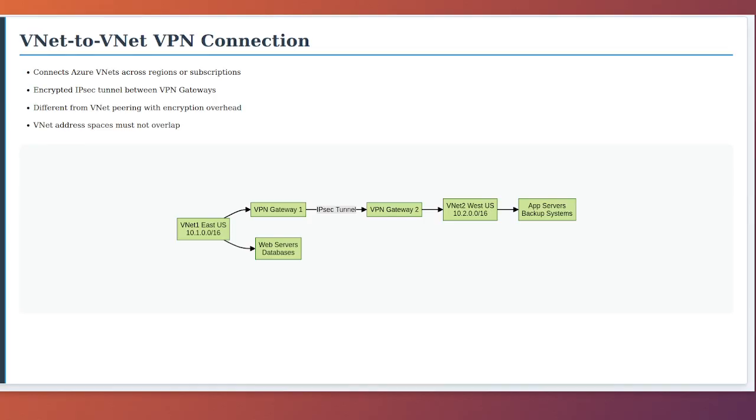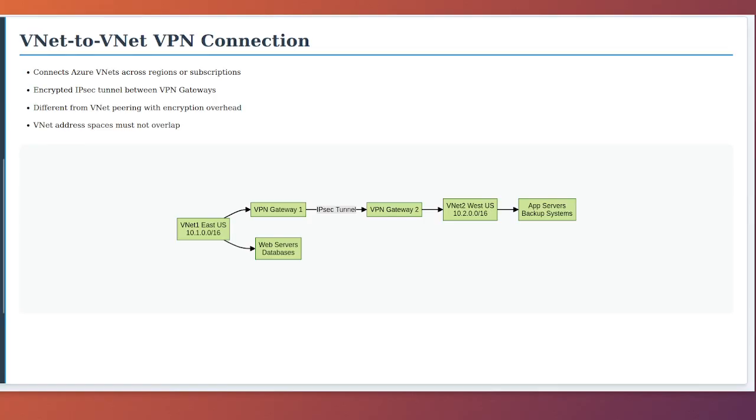For example, you might have a production VNet in East US and a disaster recovery VNet in West US. VNet-to-VNet connection allows your application in East US to replicate data to West US continuously, ensuring business continuity. Another scenario is when different business units operate separate subscriptions but need to share certain resources or services securely.